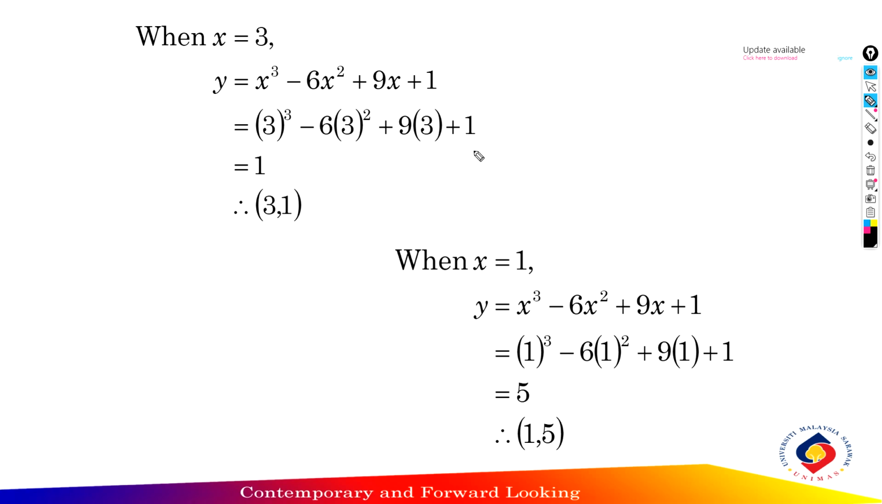Step 2, you find the value of y. The first value of x equals 3, and you substitute into the cubic function, and the value of y equals 1, so the first point is (3, 1). The second point, x equals 1, you substitute into the function, and y equals 5, so the second point is (1, 5).